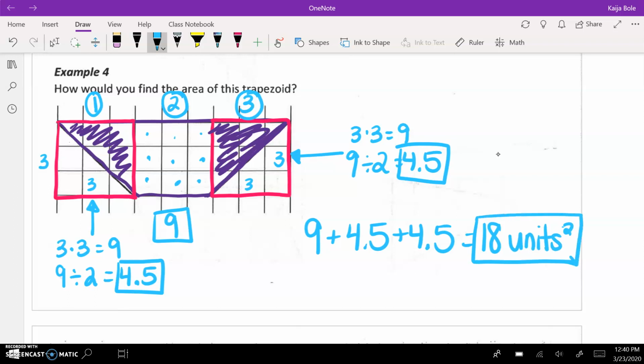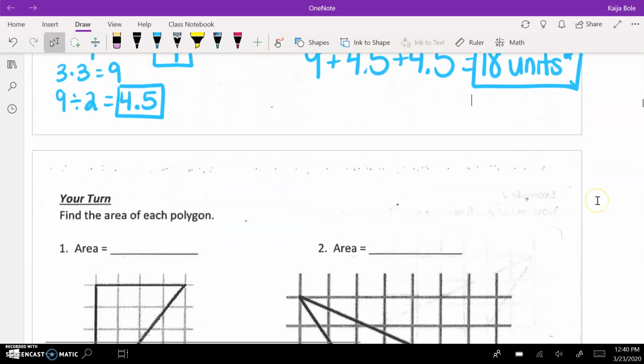Okay, so sometimes you're going to have to break the shape up into smaller pieces. Then once you're done copying that down, you can flip the page one more time.